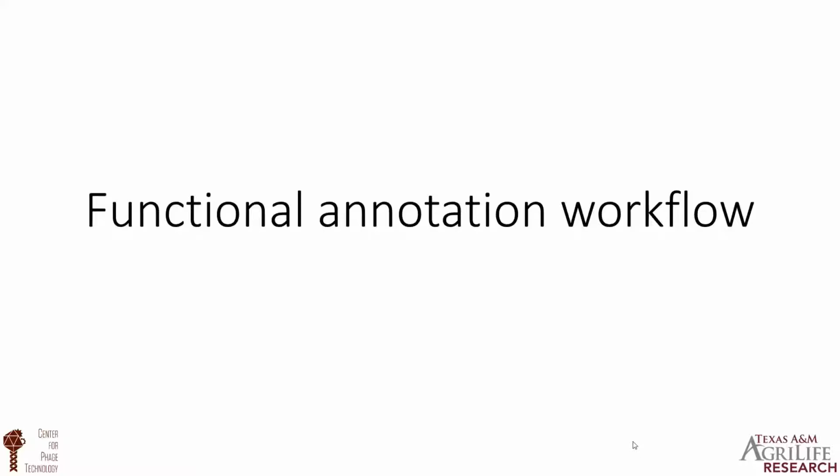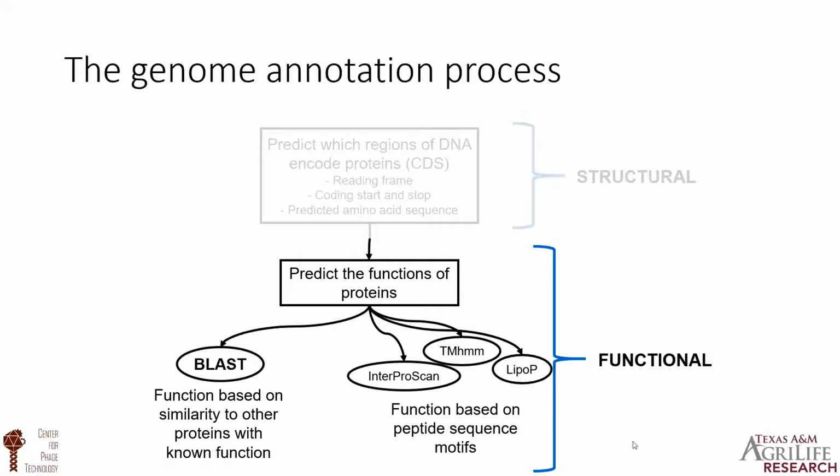The functional annotation workflow. The CPT's phage genome annotation process divides the annotation into 2 major steps. First, structural annotation will predict the locations of protein coding genes, tRNAs, and transcriptional terminators. The functional workflow analyzes the protein coding genes identified during structural annotation to determine their function by a combination of similarity and conserved domain searches.